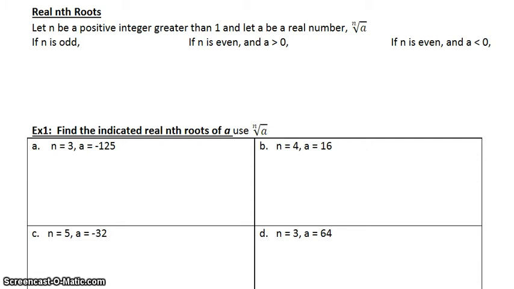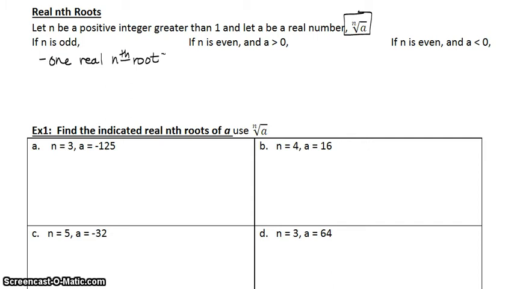All right, let's talk about some real nth roots. If I'm going to find the roots of something, it's really kind of like you're solving an equation. Let's say that I have this going on right here, the nth root of a. Let's say that n, that index, is odd. If that happens, there is one real nth root.